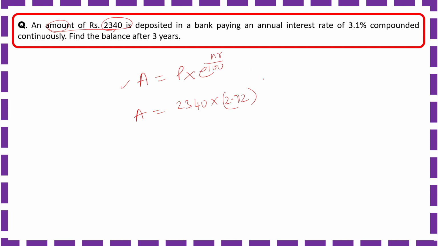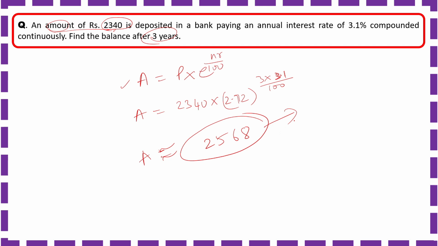So what is n? n is 3 years, right? Balance after 3 years. So 3 into, what is r? What is the percentage? 3.1 by 100. So just solve this and you'll get the amount as 2568 rupees. So this is the approximate amount. So this is the balance after 3 years.